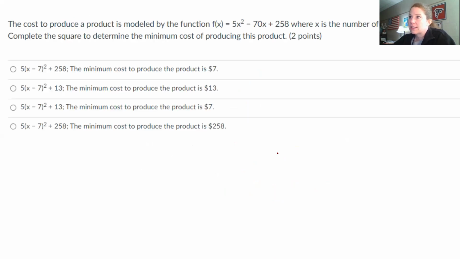Okay, we're almost done, you guys. So here we have a problem. We're going to have to use that vertex form, so let's write it down here. We're going to deal with just this part first. I noticed that these are both divisible by 5, so I'm going to factor out 5.